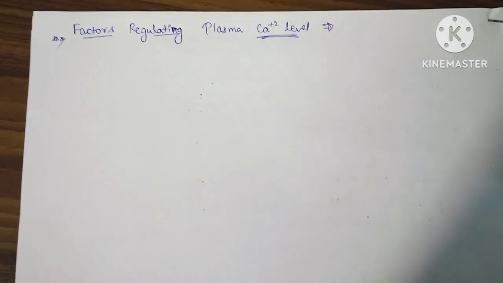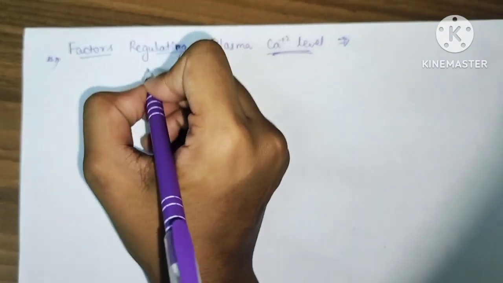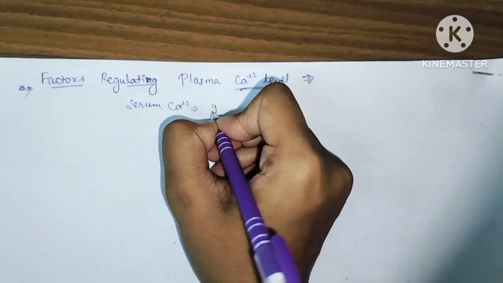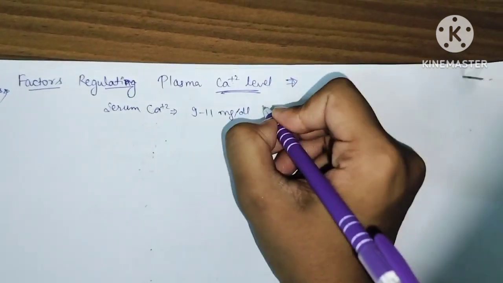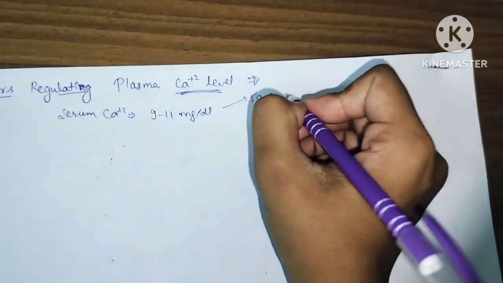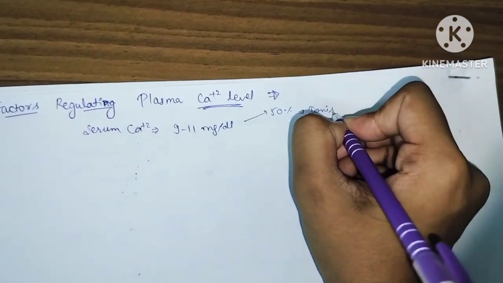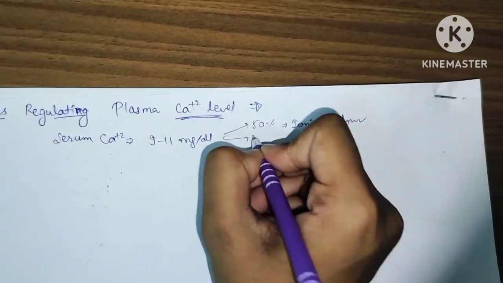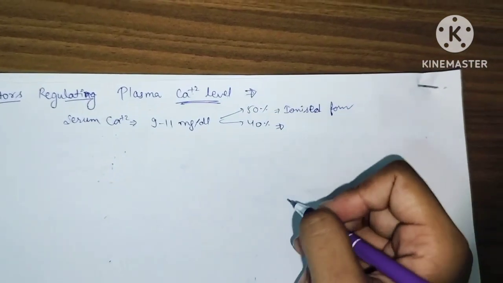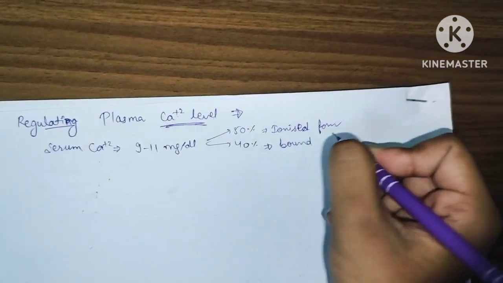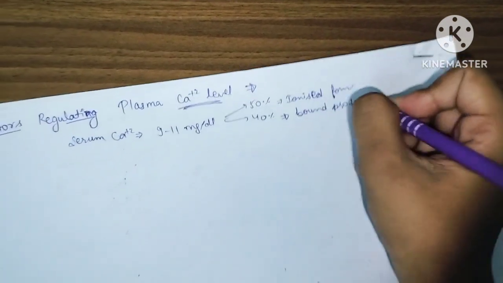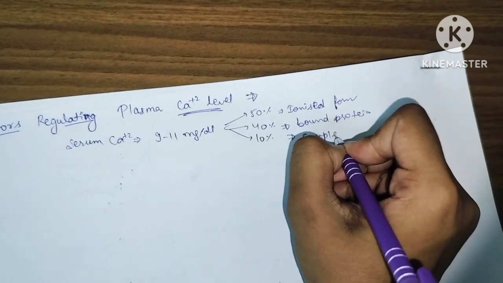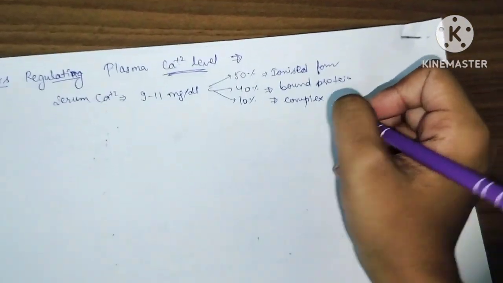Now, the factors regulating the plasma calcium level. The normal concentration of serum calcium is 9 to 11 mg per deciliter, in which 50% is found in the ionized form, which is the biologically active form. 40% of serum calcium is bound with protein, especially albumin, and 10% forms complexes with phosphate, citrate and bicarbonate.